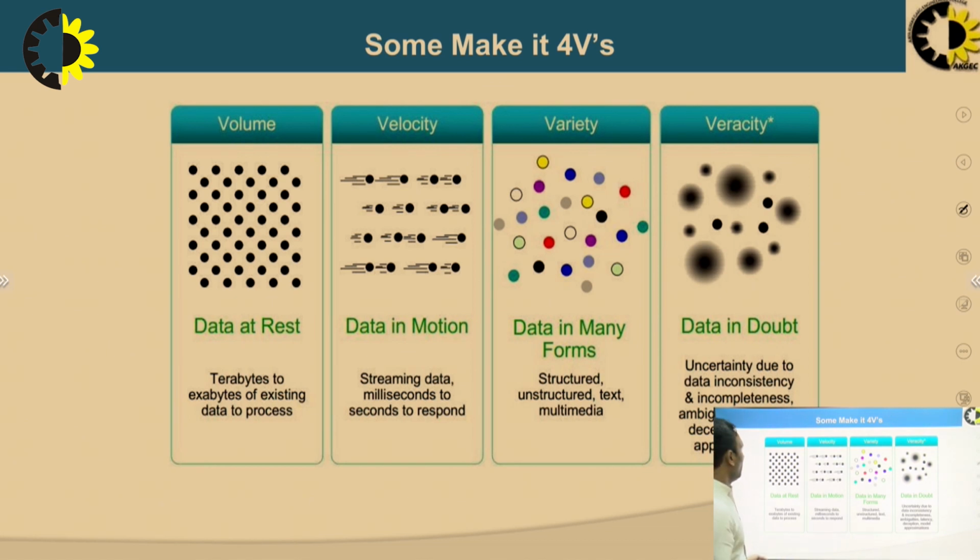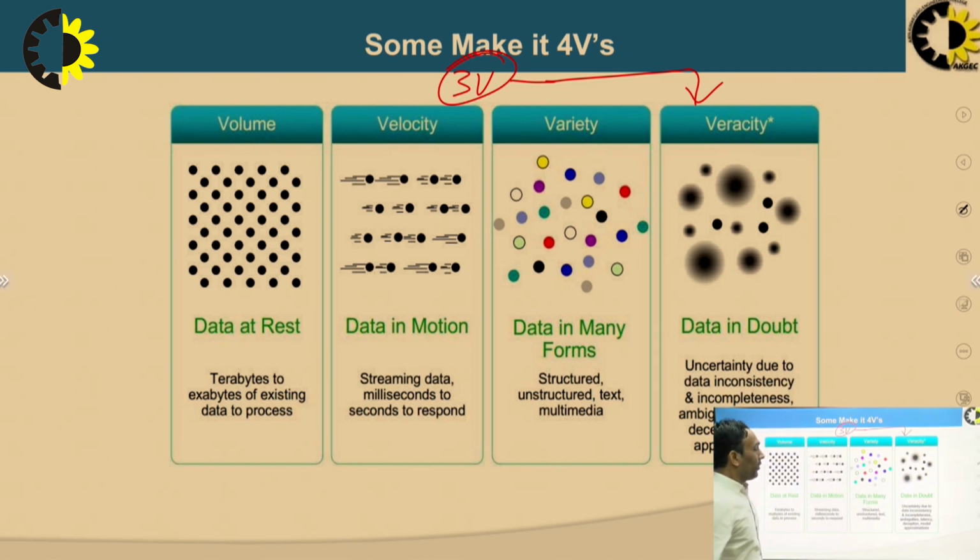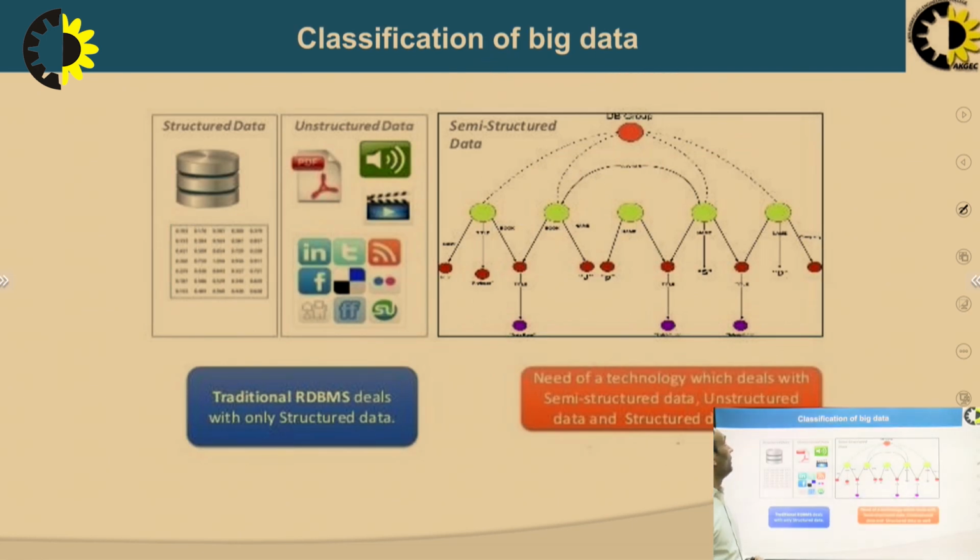Generally it is known by the 3Vs, but sometimes it is also added with a 4th V, that is veracity. What is it? That is data in doubt, uncertainty due to data inconsistency and incompleteness, ambiguity, latency and model approximation.